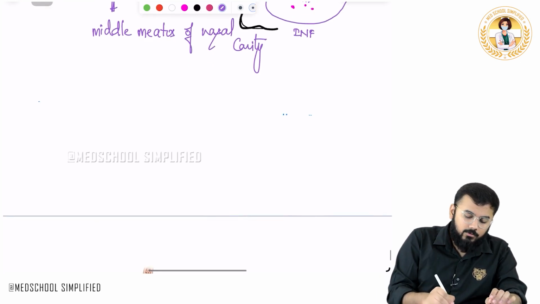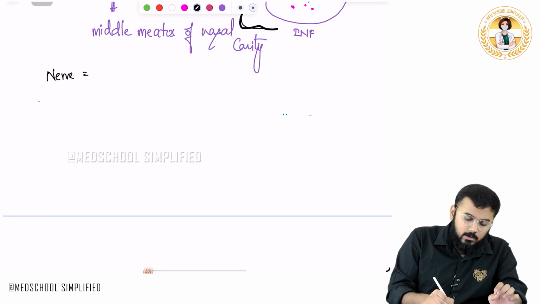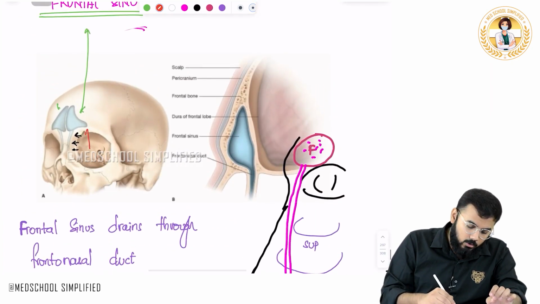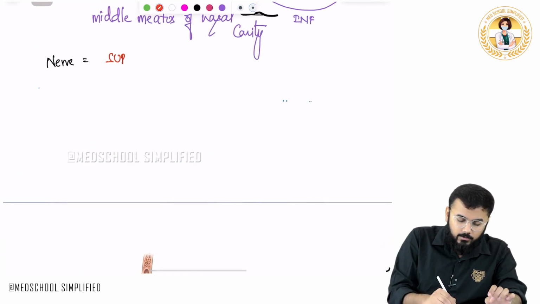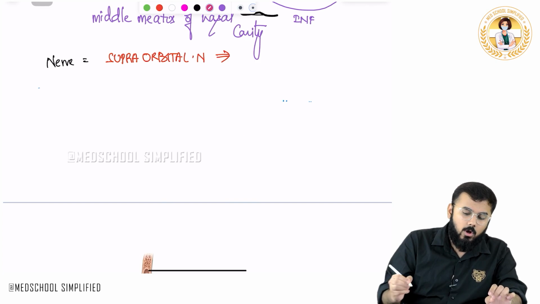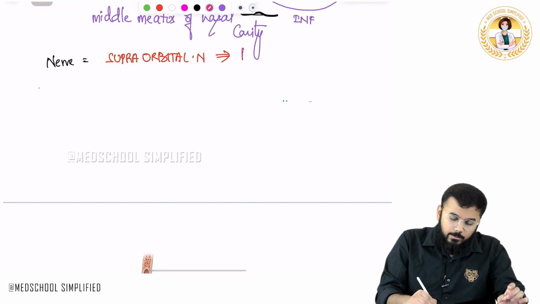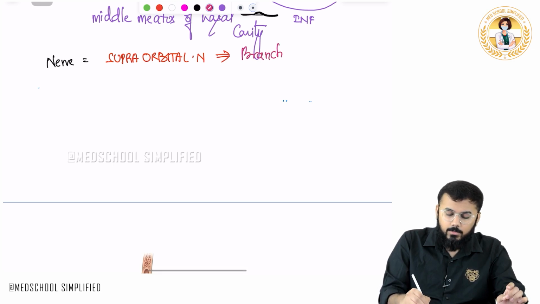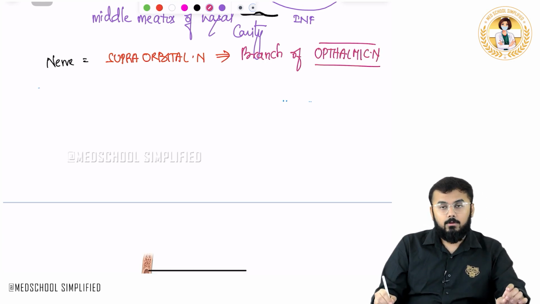Now, if you look at the frontal sinus, what is the nerve that is innervating this frontal sinus? Where is the frontal sinus present? Above the orbit. So, above the orbit, the nerve that innervates it is the supraorbital nerve. If you have watched my lecture on the ophthalmic nerve, which is a branch of the trigeminal nerve, the supraorbital nerve is a branch of the ophthalmic nerve.